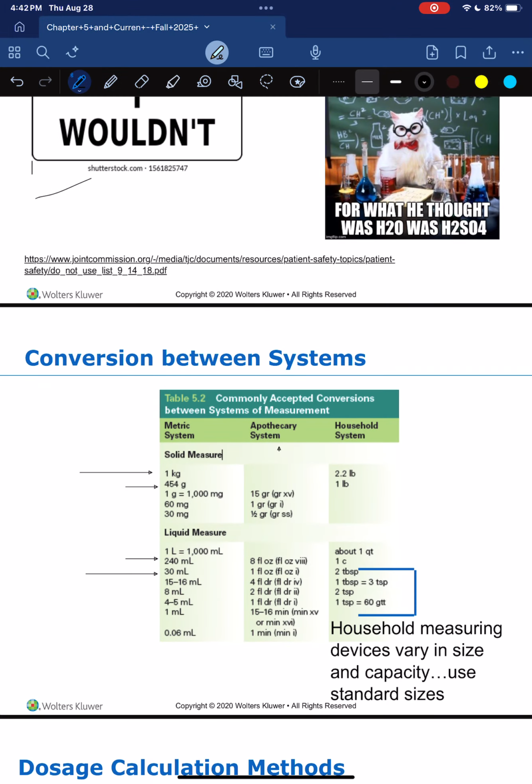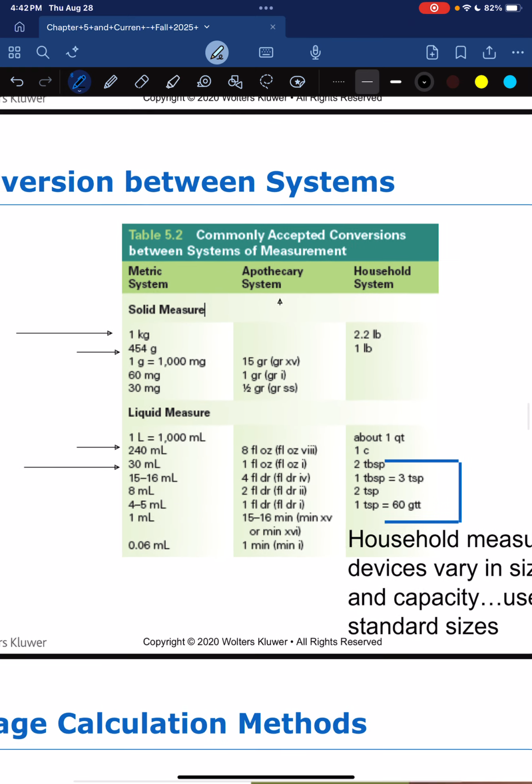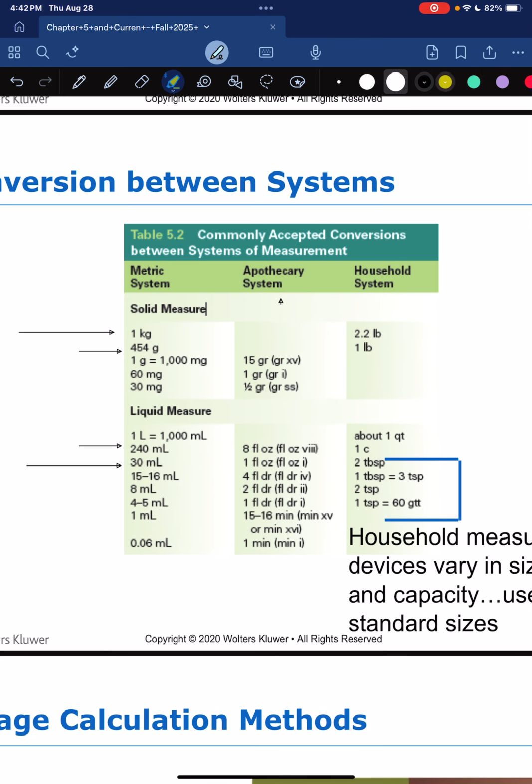Know the milliliters to ounce. There are 454 grams in a pound. That's kind of important. There are 2.2 pounds per kilogram. That's probably the one you'll use the most, 2.2 pounds per kilo, when you're converting pounds and ounces to kilos.